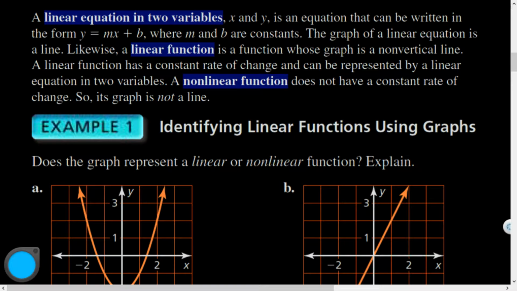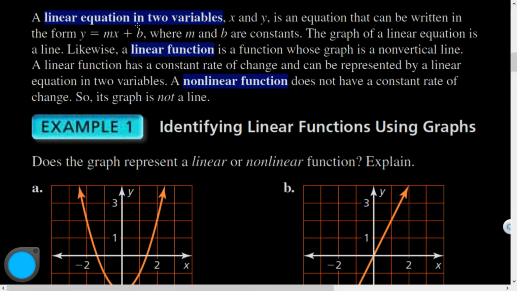We were talking about functions yesterday, where for every input there was exactly one output, and today we're talking about... what's that say? Linear. We're talking about ears. No, that's liner. Linear equations, linear functions specifically. This is going to be good stuff.